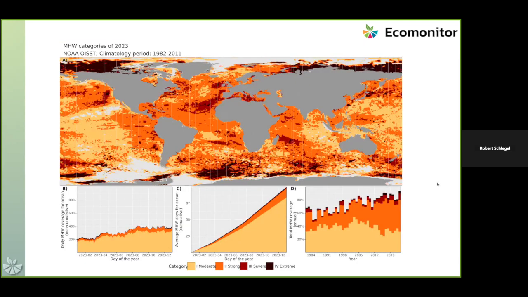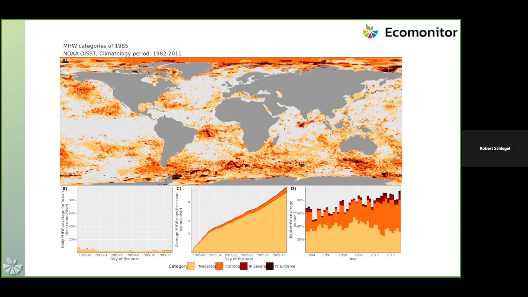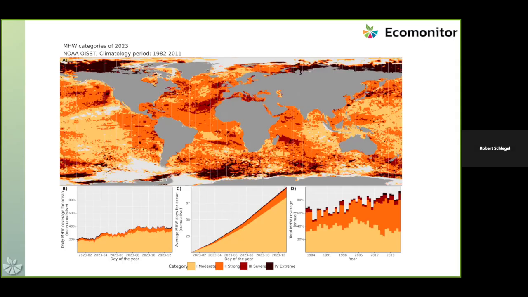If we look at 2023, we see a very different picture, right? Now we see basically the entire ocean is experiencing marine heat waves, and they're very scary looking. They're not these light little fluffy yellow marine heat waves drifting across the surface. It's now constant orange, red, dark red marine heat waves. On average, we see 20 to 40% of the ocean experiencing a marine heat wave on every single day. And we see about 110 days of events, right?